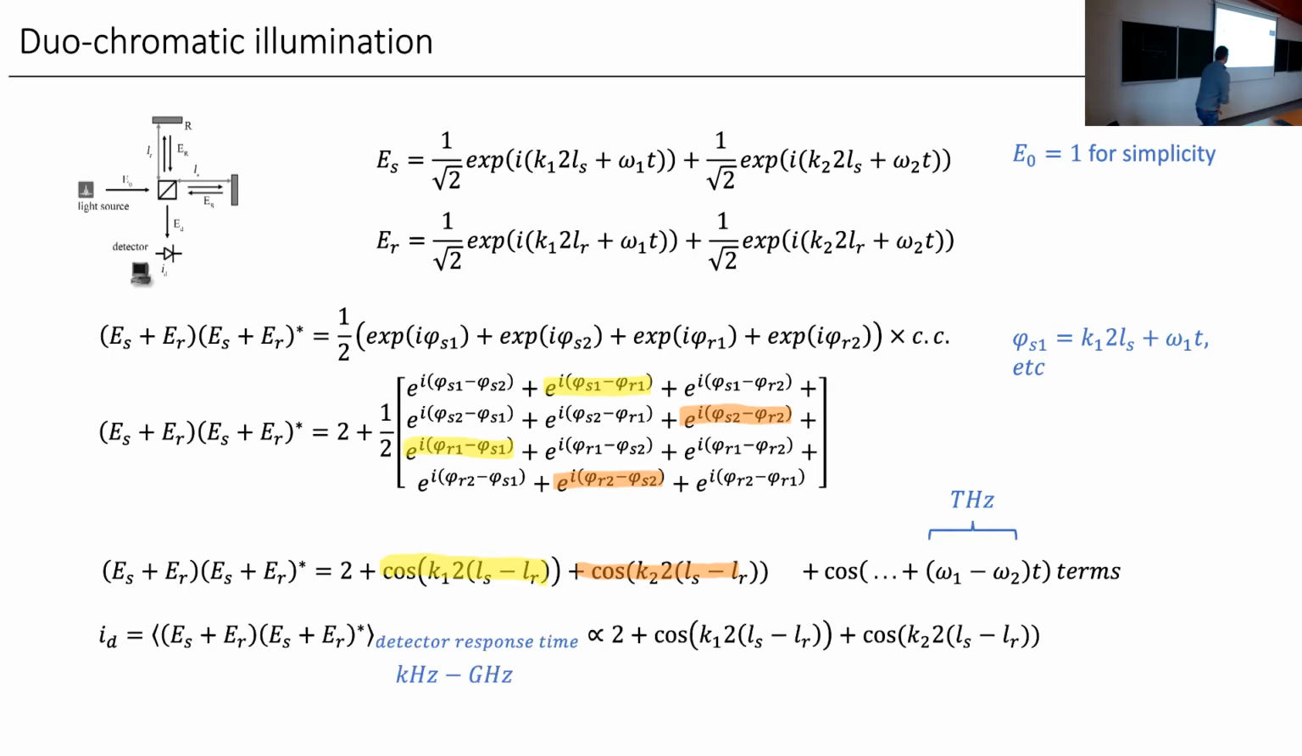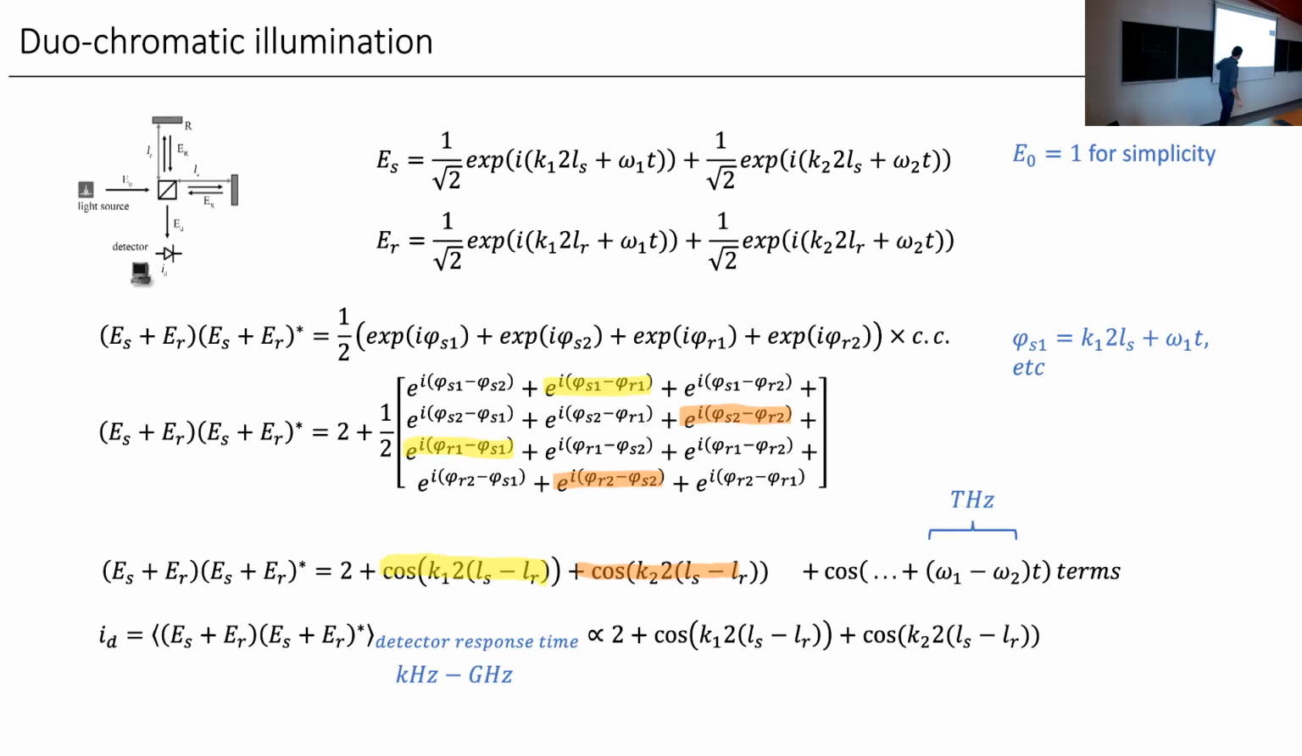And then if you look at what the detector actually does: the detector sees this field, but has a certain response. Naturally, the light has to fall on it, electrons have to be made free, and they have to propagate. Detectors are not so fast. Typical detector response times lie in the kilohertz to gigahertz range, which is orders of magnitude slower than this oscillation. So the detector will basically not be sensitive to these oscillations. It will not see them, so they will not be measured.